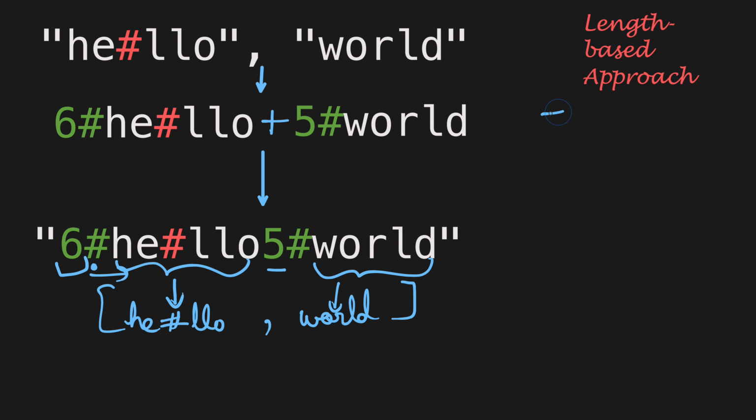Now the time complexity of this approach is O of n, where n is the total number of characters in all the strings, because we iterate through each string once to calculate its length and build the encoded string. And for decoding, we also process each character once. Hence the time complexity will be O of n, and the space complexity will be O of n as well for storing the encoded string.